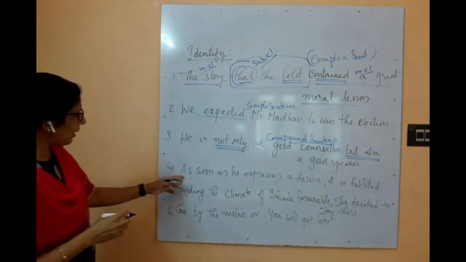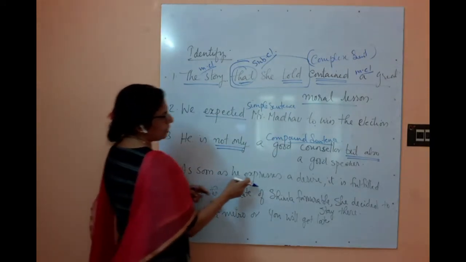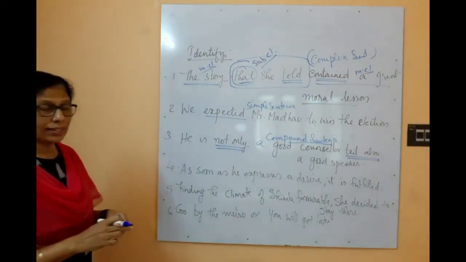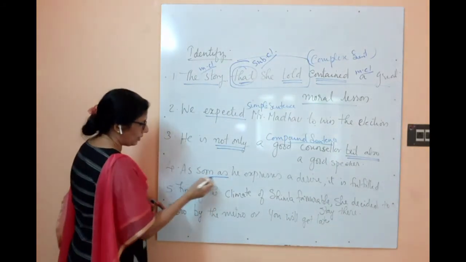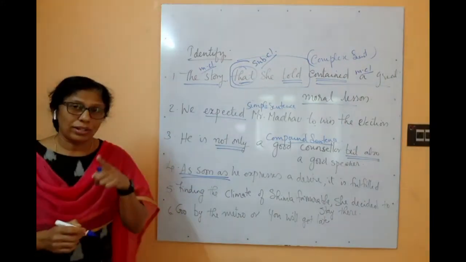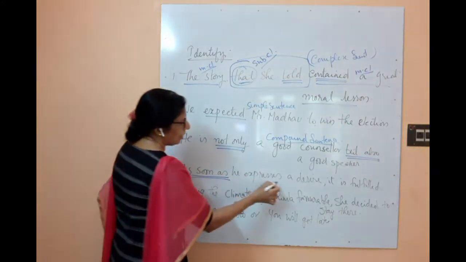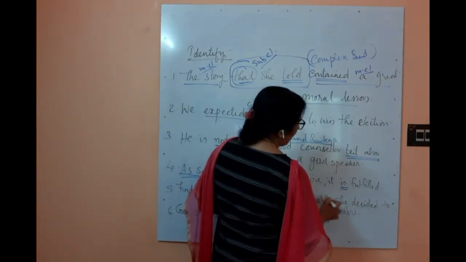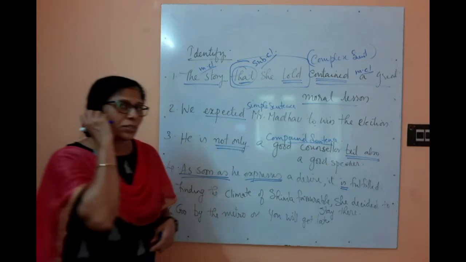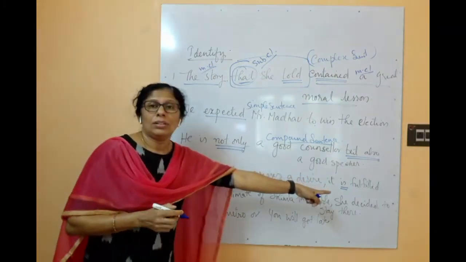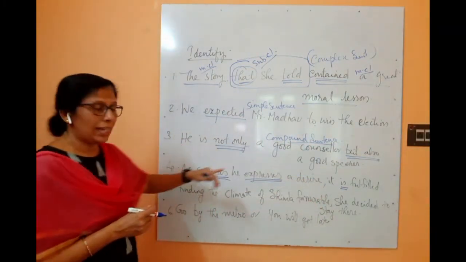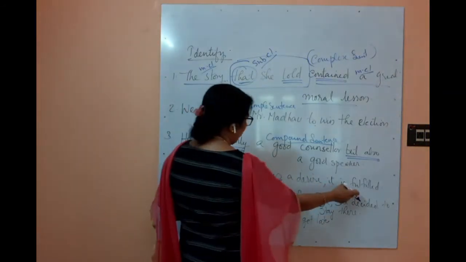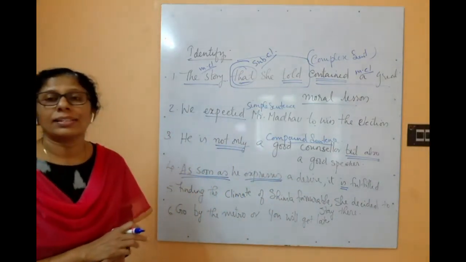Okay. And next, moving on to the fourth question. As soon as he expresses a desire, it is fulfilled. As soon as. One easy clue is there. As soon as. What kind of a conjunction? Subordinating conjunction. Okay. And first, finite verb. One main clause. And next is fulfilled. So we can see that two verbs are there, two finite verbs are there, and one subordinating conjunction is there. So one main clause, it is fulfilled, when as soon as he expresses his desire.